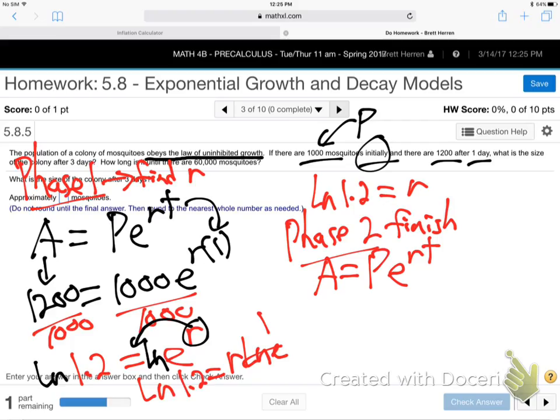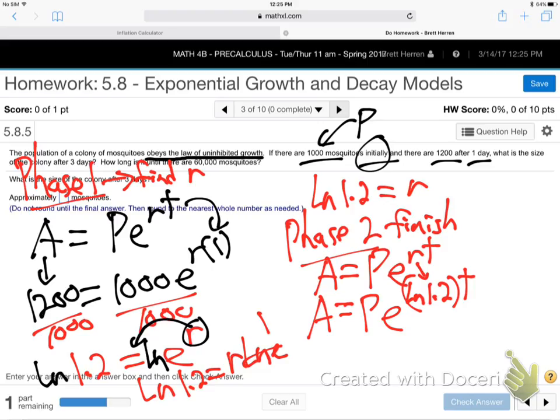They say this thing about not rounding until the final answer, so that's what they mean. Just leave it Ln of 1.2. So this will be Ln of 1.2, and then there's the t. Everybody see what I'm doing there? I just put in the r that I found from phase 1.